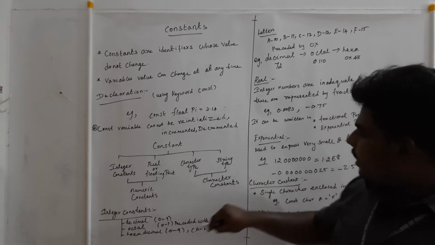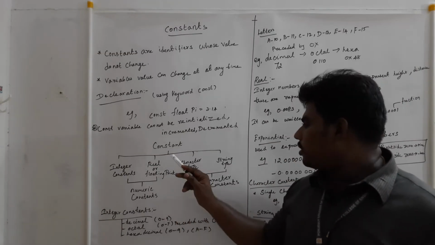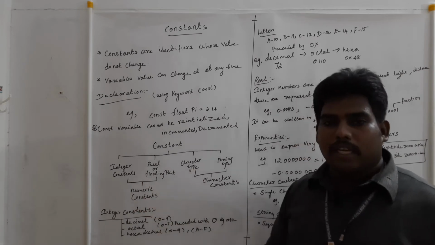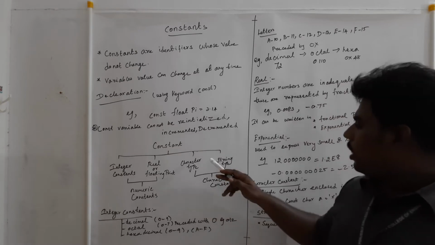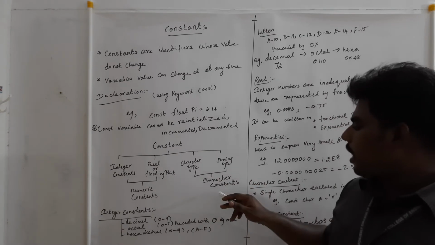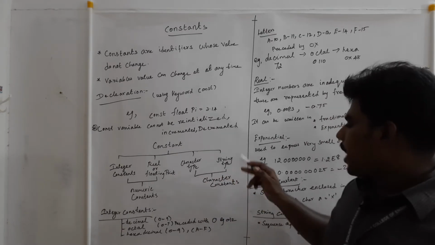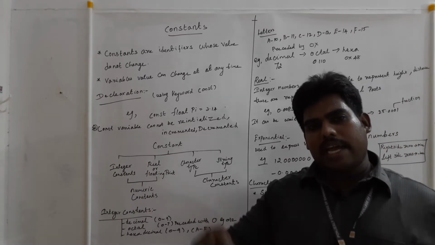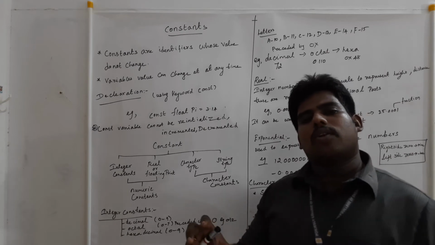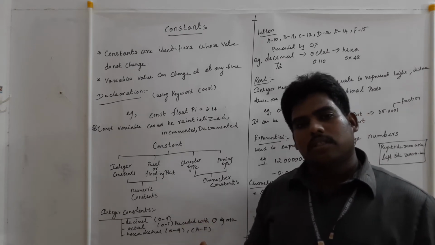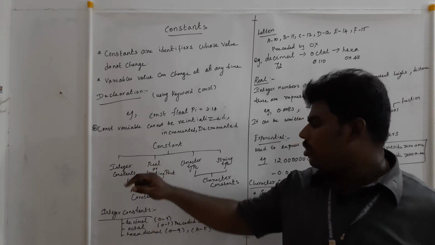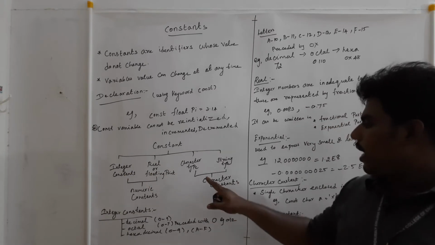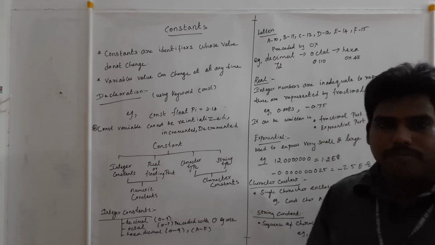So this is the categorization of constants. Your constants are divided into integer and real, commonly called numerical constants. Similarly, character constants are divided into character type and string type. So there are two major categories: one is numeric, another is character. Again, numeric is divided into floating point and integer. Character is divided into character type and string type.